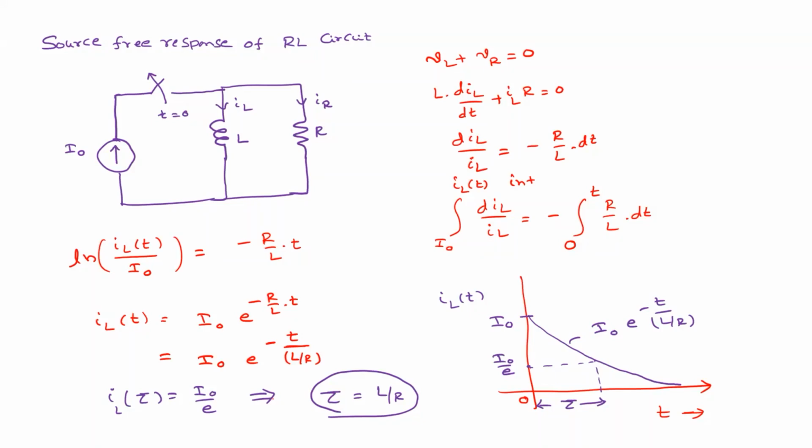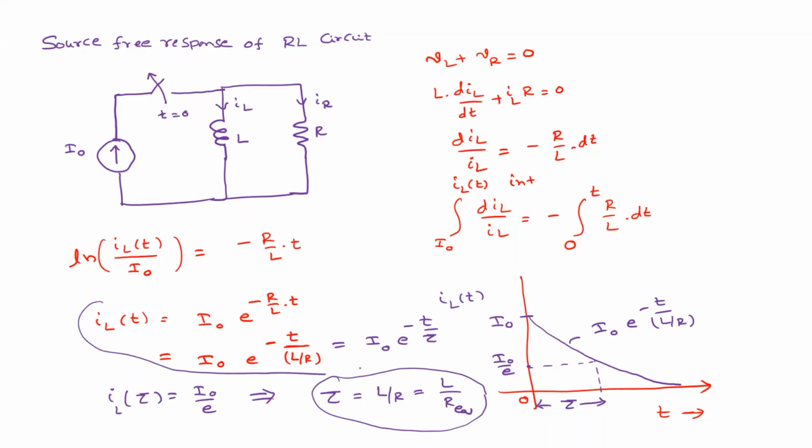Understood? What is the time constant of the RC circuit? That is R into C. The time constant of the RL circuit is L by R. So the entire thing can be written as I naught into e to the power of minus t by tau, where tau is L by R equivalent. These things we need to remember.